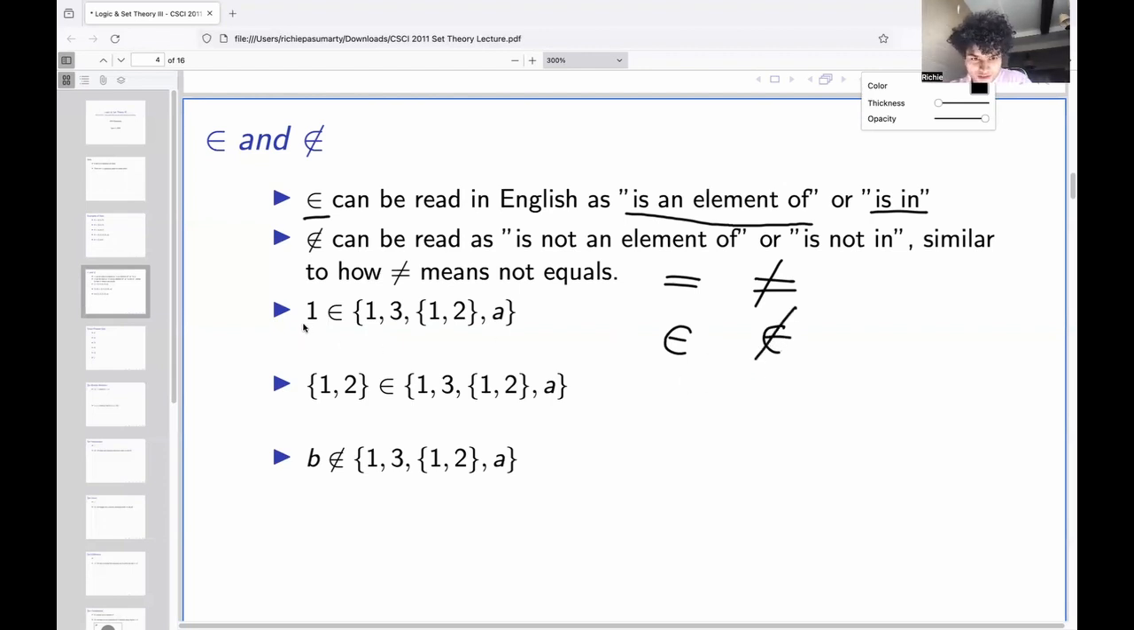So for example, this statement right here says that 1 is in this set. And as you can see, that's true because 1 is clearly inside of it. In this statement right here, this says that the set 1 comma 2 is in this larger set. And that's also true because 1 comma 2 is an element of this larger set. This statement says that B is not in this set. And this statement is obviously true because we see A, but we don't see B anywhere within this set.